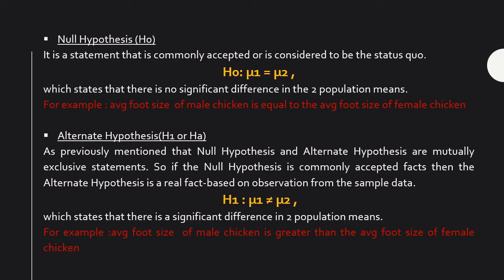Now moving ahead, we have the alternative hypothesis, denoted by H1 or HA. Basically, the null hypothesis and the alternate hypothesis are mutually exclusive statements. Both are independent of each other. So, if the null hypothesis is the commonly accepted fact, then the alternate hypothesis is a real fact based on the observation or sample data. Here, for example, H1 is mu1 not equal to mu2, because in the real world two populations cannot have the same mean. As a matter of fact, we generally assume the average food size of male chicken to be greater than the average food size of female chicken.